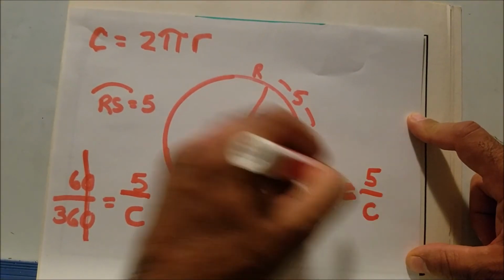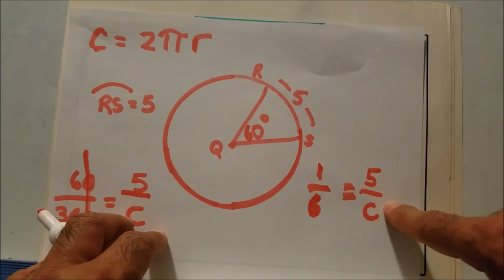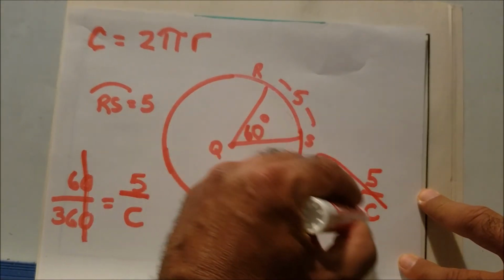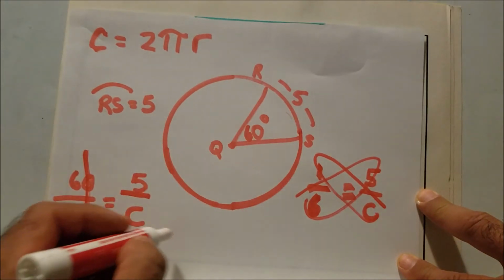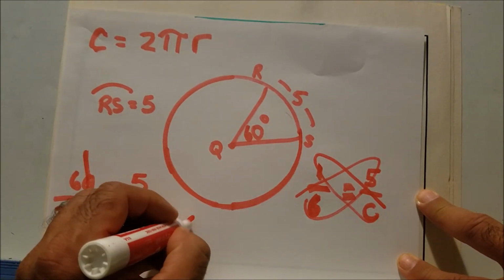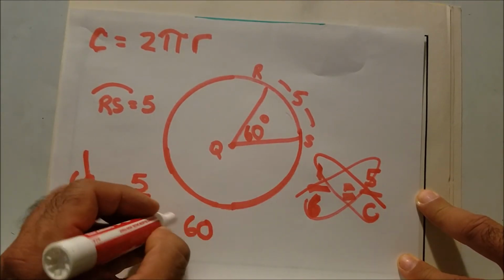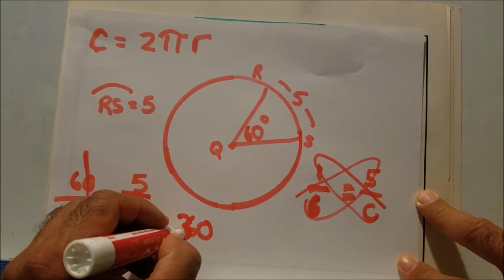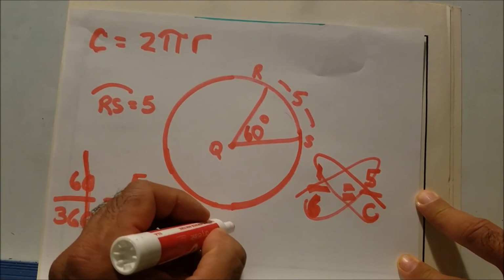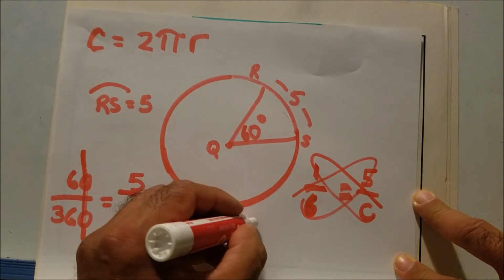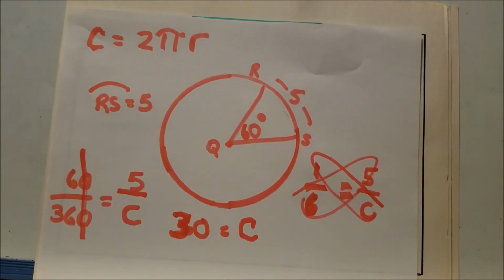And now we have two proportions we can cross multiply. Right? To solve our proportions, we cross multiply. And here we're going to have 30, excuse me, 5 times 6 is 30, equals c times 1, which is just c. So 30 equals c. The circumference is 30.